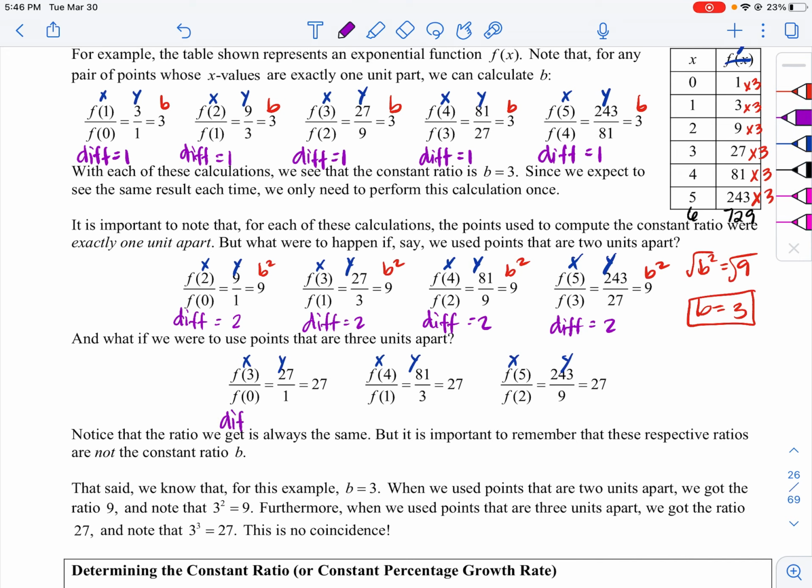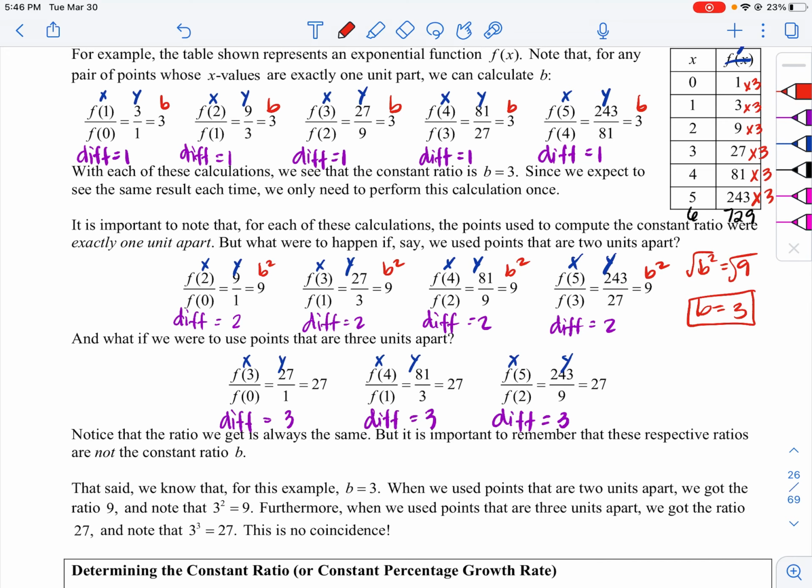What's my difference in here? My difference in here is from 0 to 3. So, that's a difference of 3. So, from 0 to 3, from 1 to 4, that's a difference of 3. From 2 to 5, that's a difference of 3.